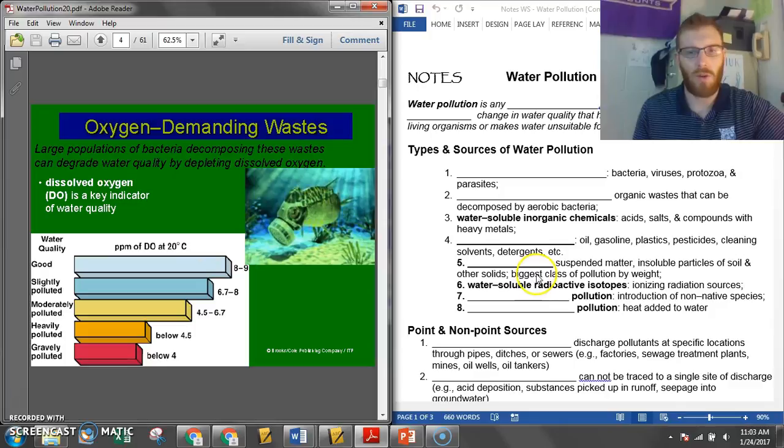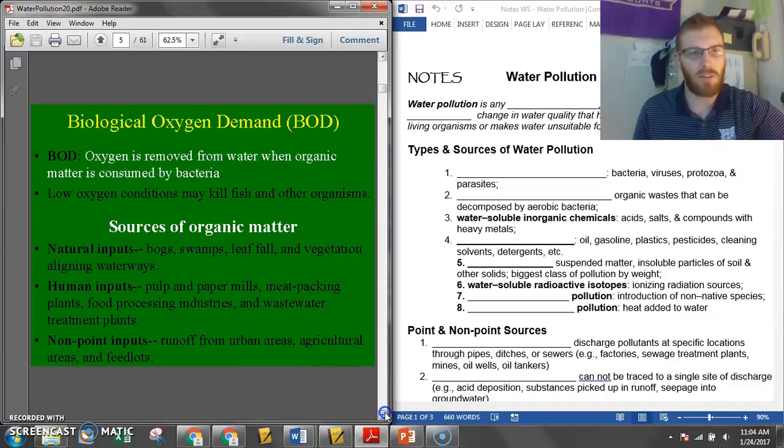Okay, so we're at this dissolved oxygen portion now. The oxygen-demanding waste. Large populations of bacteria that decompose in these waters can often degrade the water quality by using up all the available oxygen that's there for them. So dissolved oxygen is always a key indicator of water quality, and you can see what determines good water quality here. And this dissolved oxygen level can be measured scientifically.